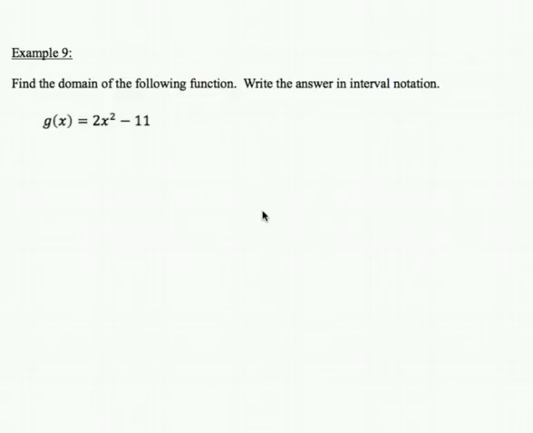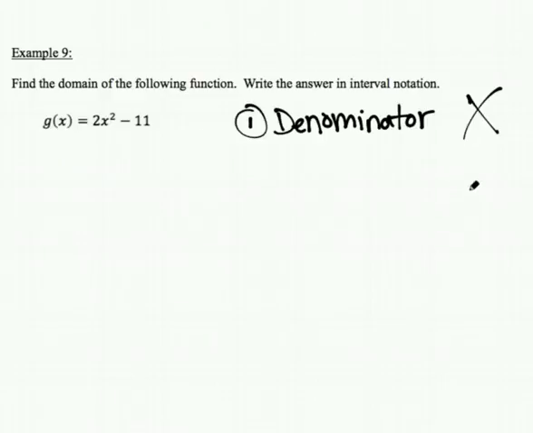Example 9. Find the domain of the following function. Write the answer in interval notation. So very similar to example 8, except we have a different function now. Recall, our 2 rules are, 1, to look at the denominator. Do we have a denominator? Well, there's no denominator, so we don't even have to worry about that rule.